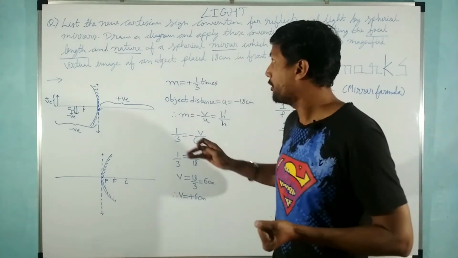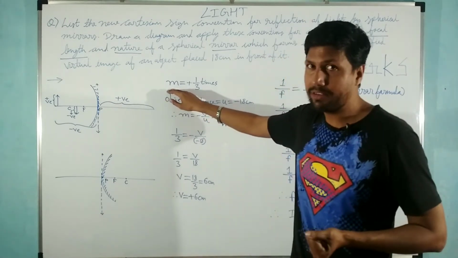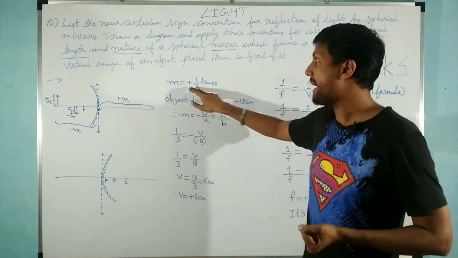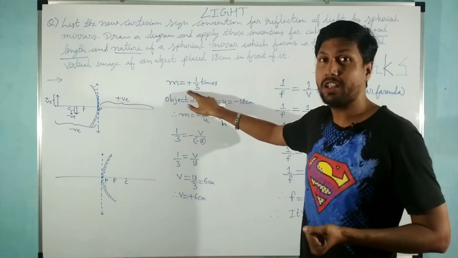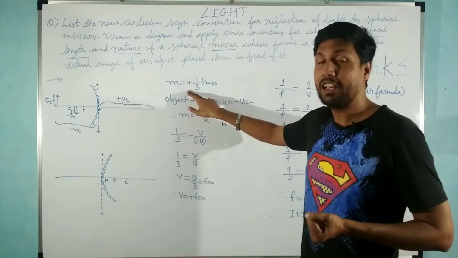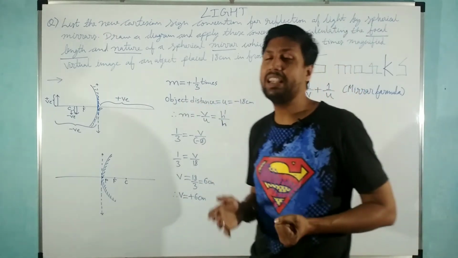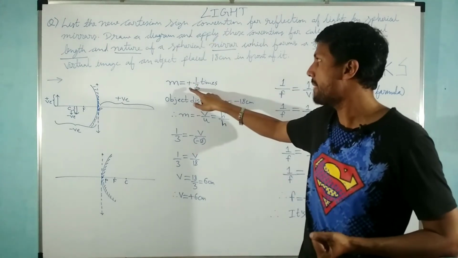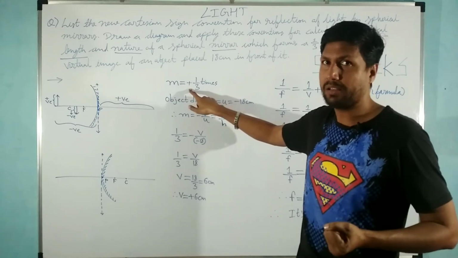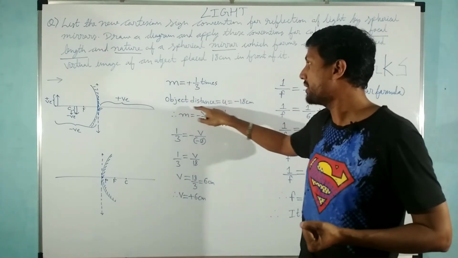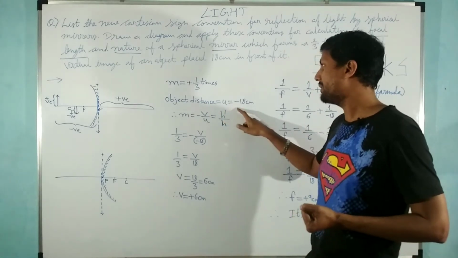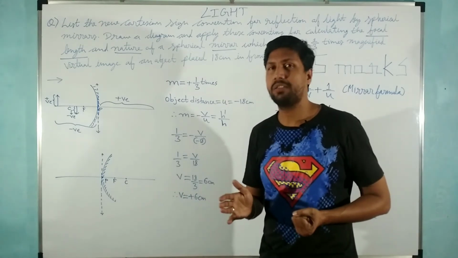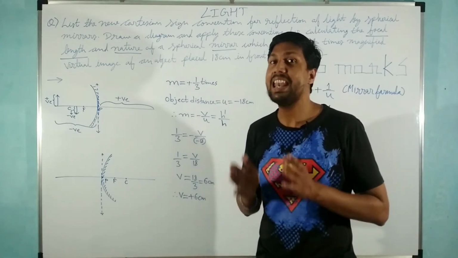Let's see. First of all, let's jot down whatever is given. Magnification is given, that is plus 1/3 times. So dear friends, the magnification is positive. What does it mean? We can interpret that the image is forming above the principal axis. That's why the magnification is in plus sign. The next thing is object distance is given. How much? u is equal to minus 18 centimeter. Whether it is a mirror or a lens, the object distance is always measured in negative.